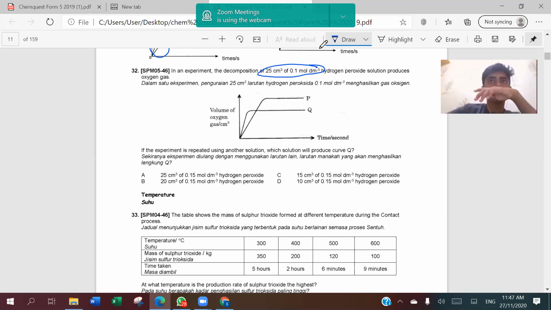Do you know how to do, or you don't know how to do?